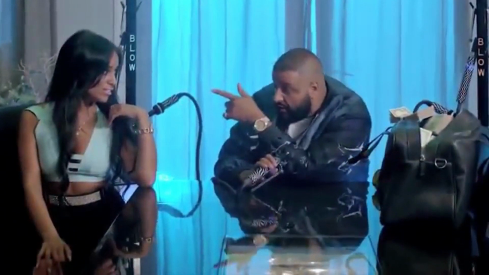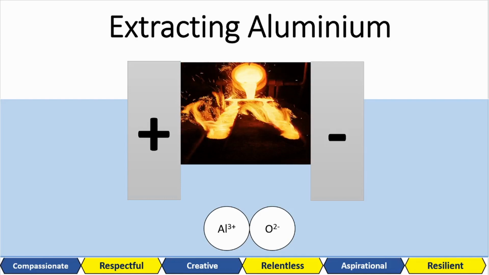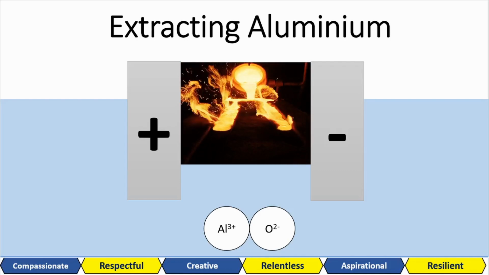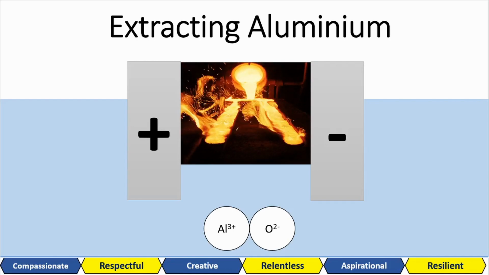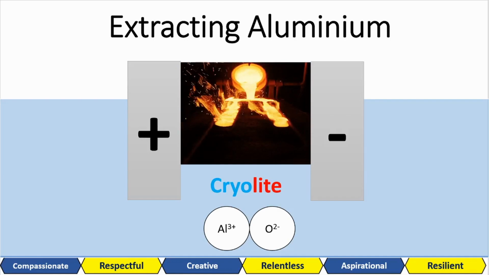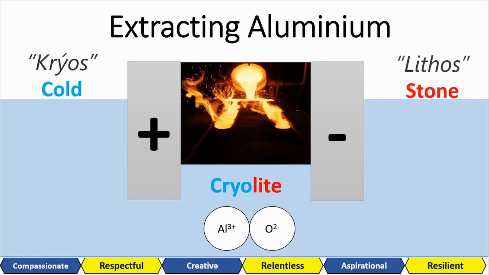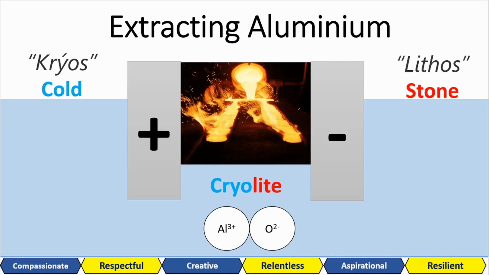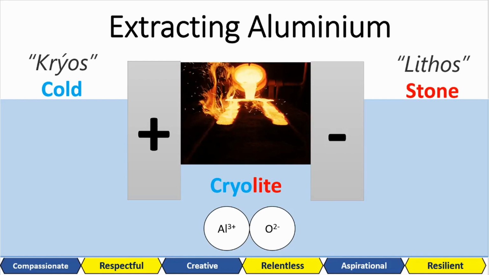This last part of electrolysis is all about how we extract aluminium. It takes a lot of energy to make aluminium oxide molten, so we add something called cryolite to lower the melting point of aluminium oxide. The name cryolite literally comes from the Greek word for cold stone. That could help you remember that it's used to lower the melting point of aluminium oxide.